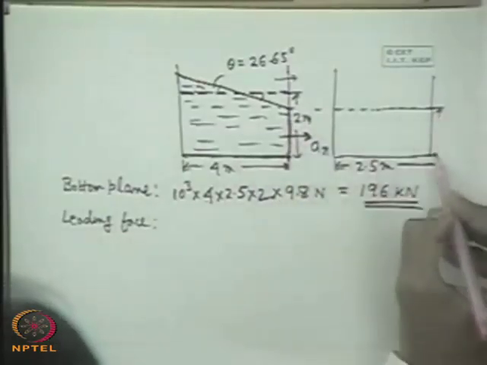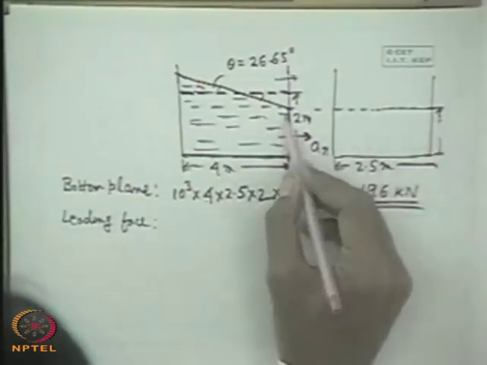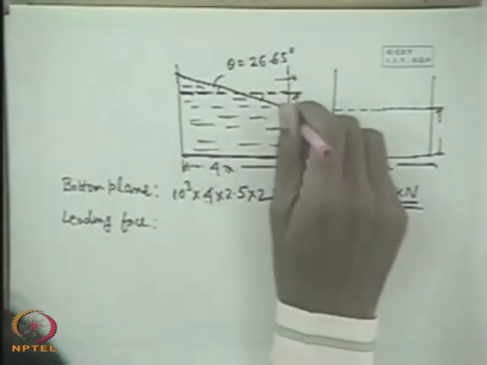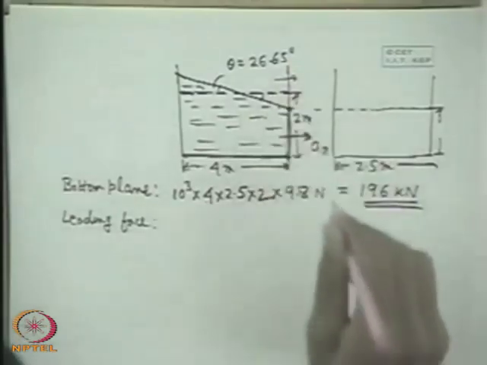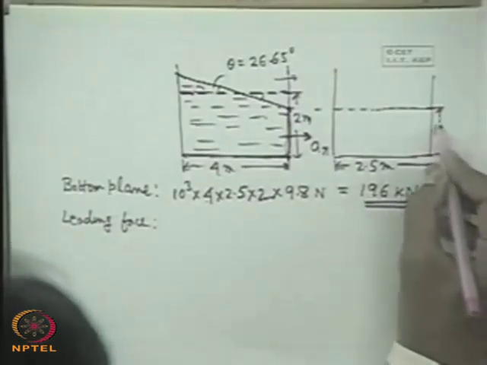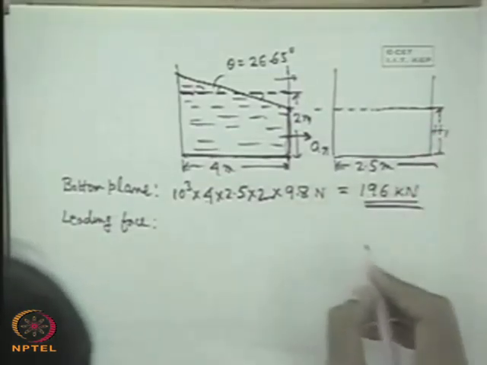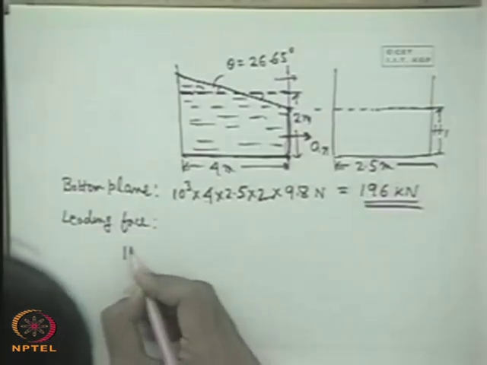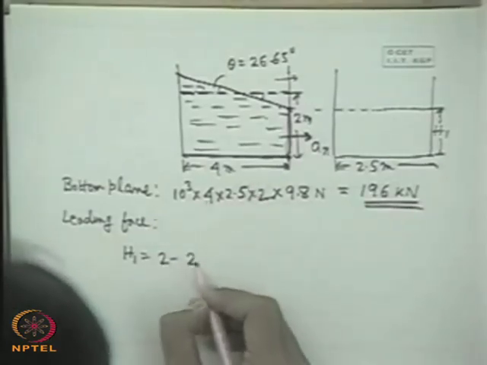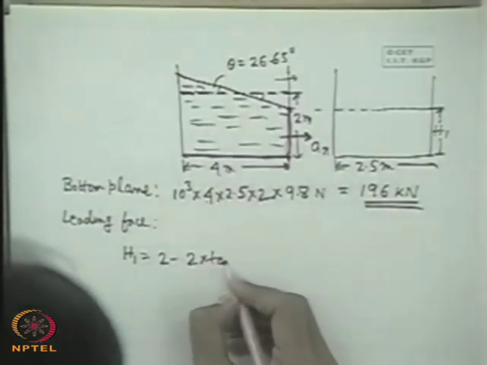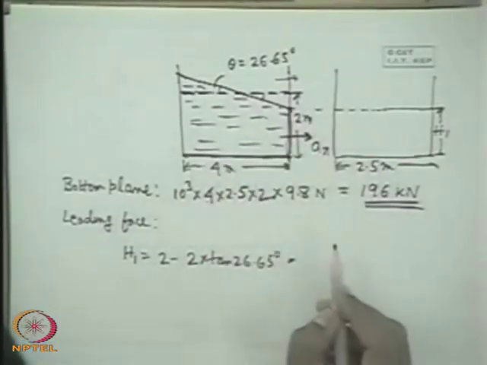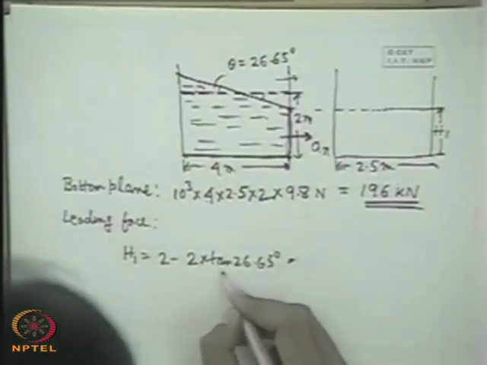So let this height be, what is this height? This is not 2 because the water touches here. The free surface is horizontal from this point because there is no acceleration in this direction. So this value, let this be H1. What is H1? H1 is 2 minus 2 into tan of 26.6. 2 is the half of this. That means this minus this. What is this value? This value is 1 because it is 0.5.